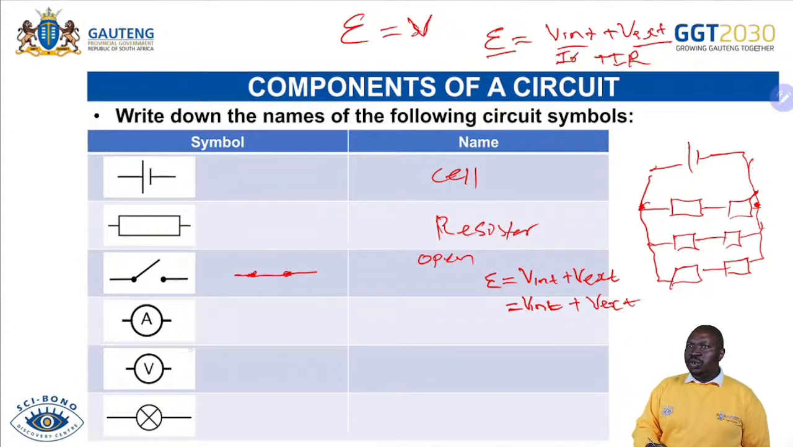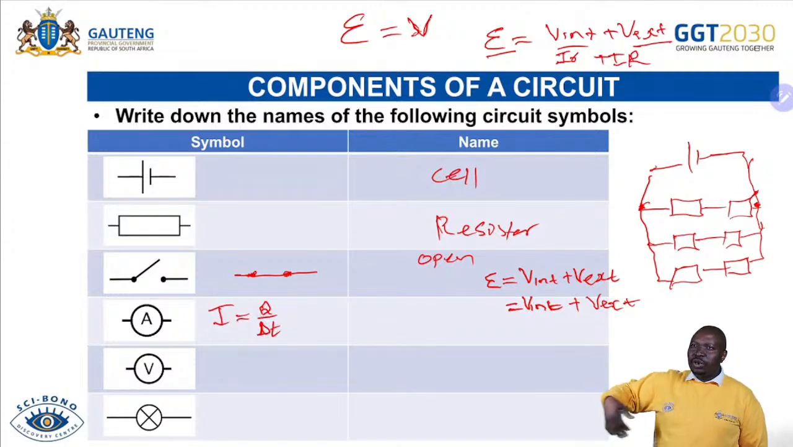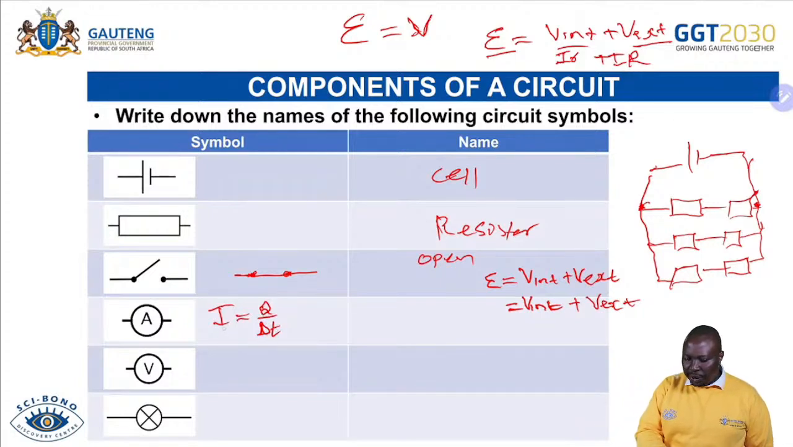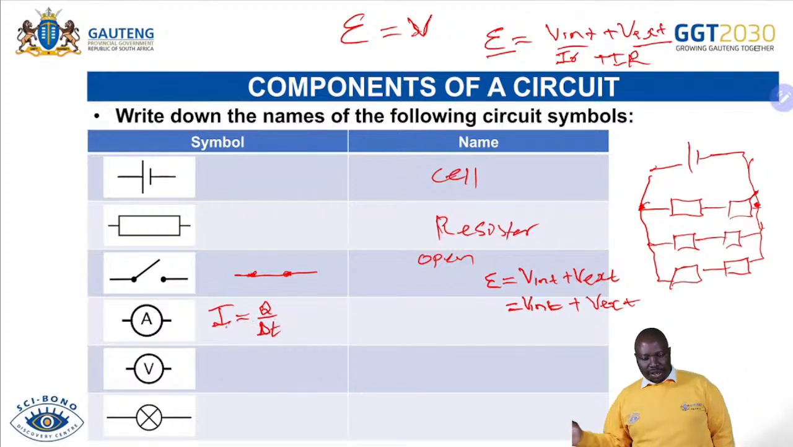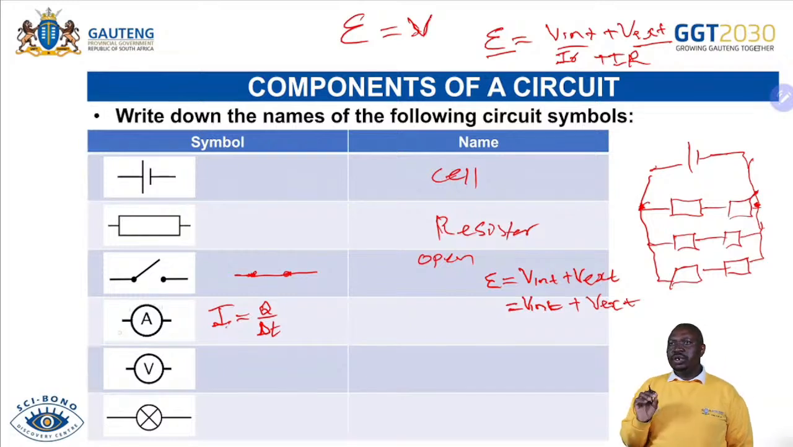Remember, in grade 10, you defined current as the rate of flow of charges. You say current is the rate at which the charges are flowing. You're saying how many charges are passing that particular point every second. So it's very much important for you to remember that we're having our current, which is Q over T, the rate at which the charges are flowing. That rate is measured in amperes, and we use an ammeter. So this is an instrument that we use to measure.